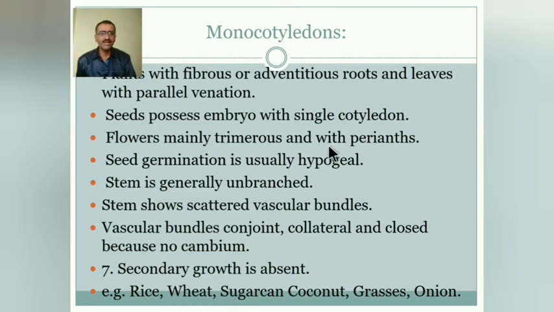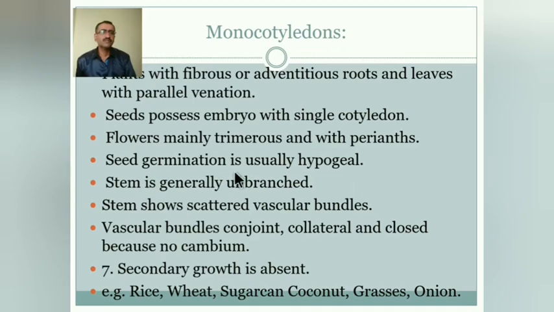These are the characteristics of the monocot. In monocot, an adventitious root system is present and the leaves have parallel venation. Seed possesses an embryo with a single cotyledon. Mono means single. A single cotyledon is present in the monocot, and in dicot, two cotyledons are present. Flowers are mainly trimerous in the monocot. Trimerous flower is an important character of the monocot.